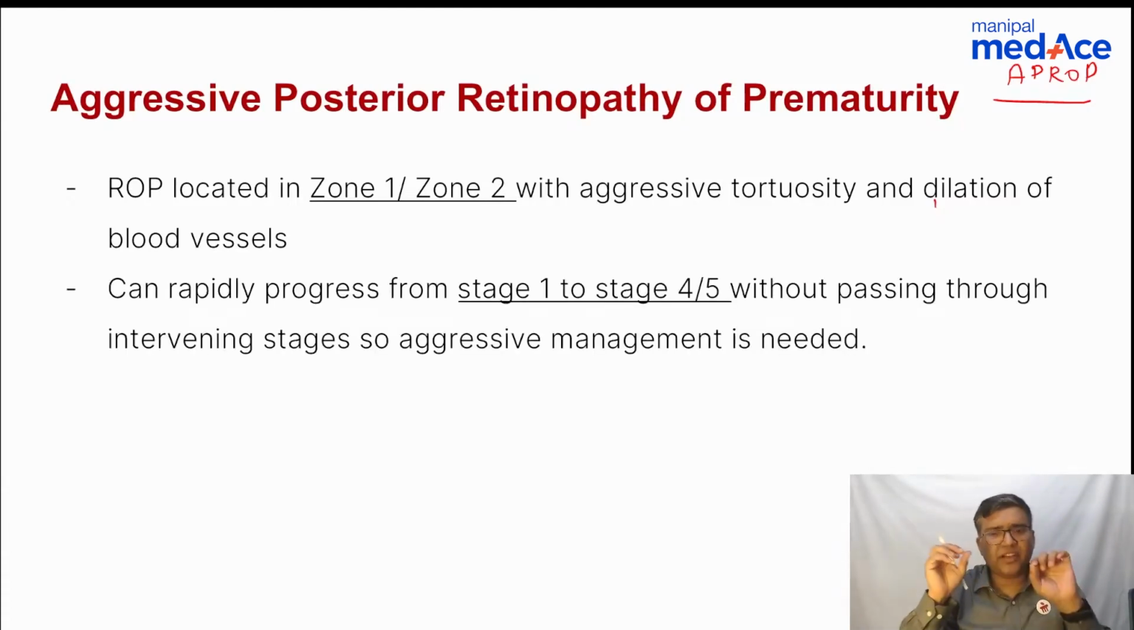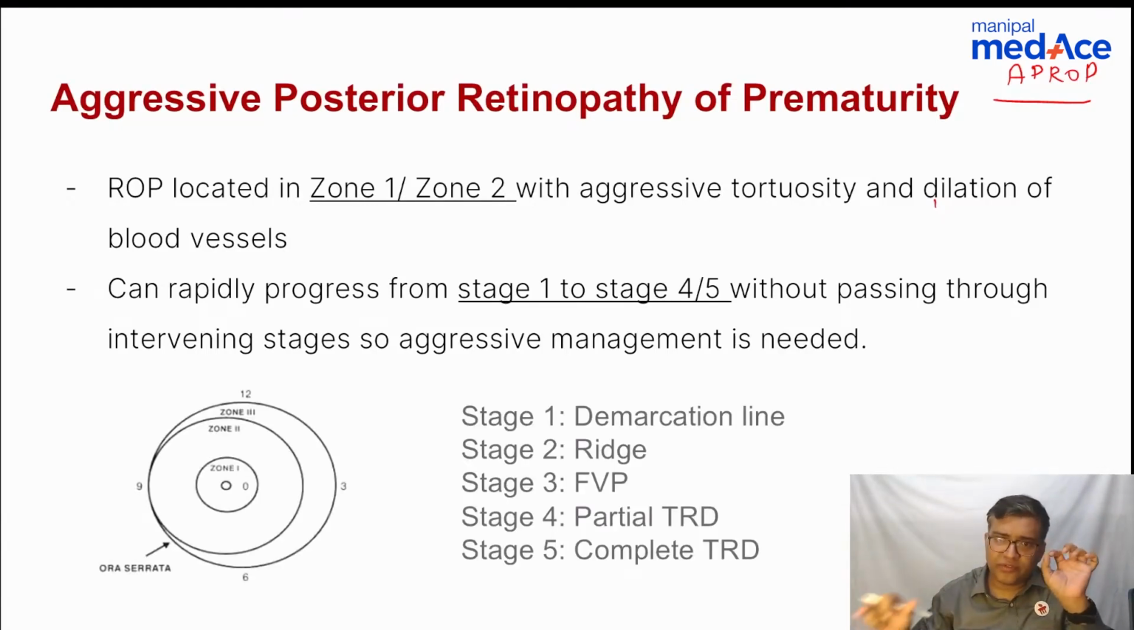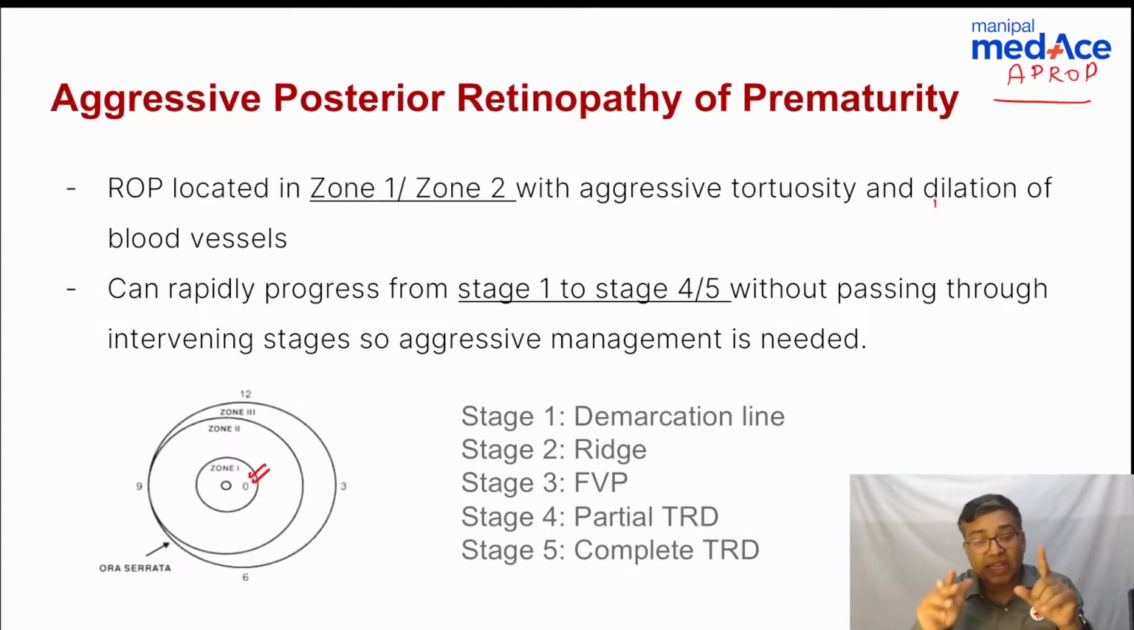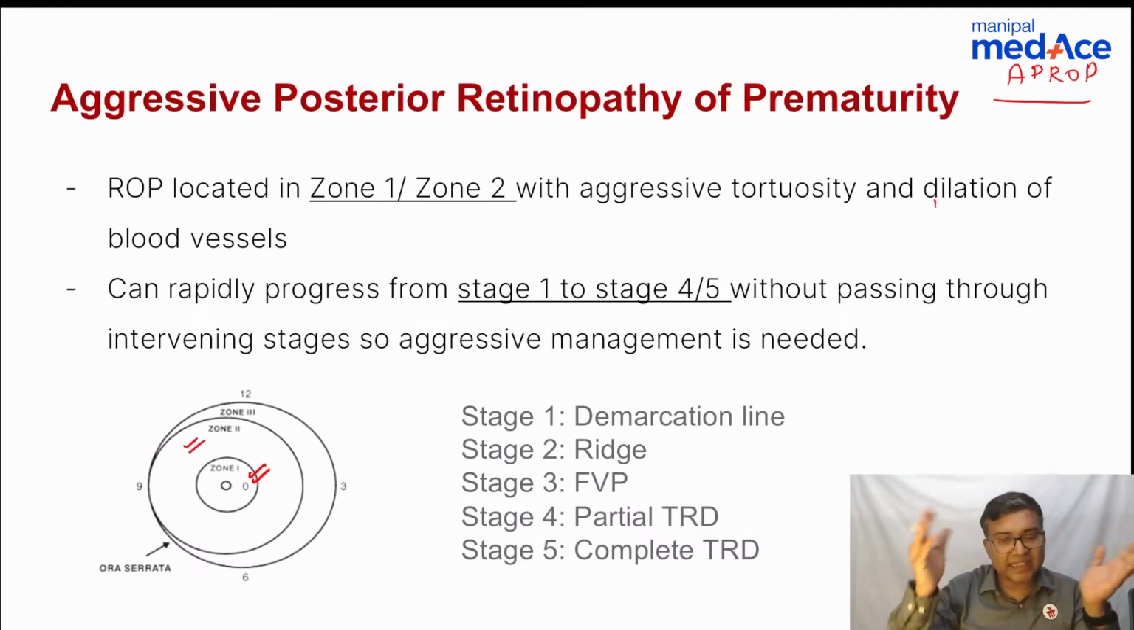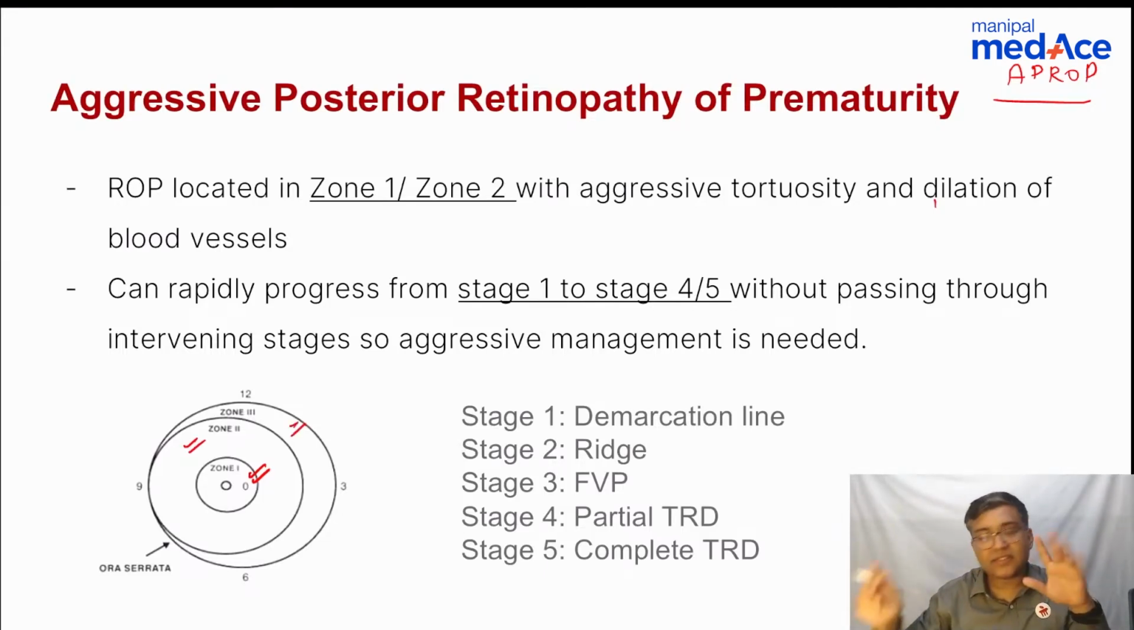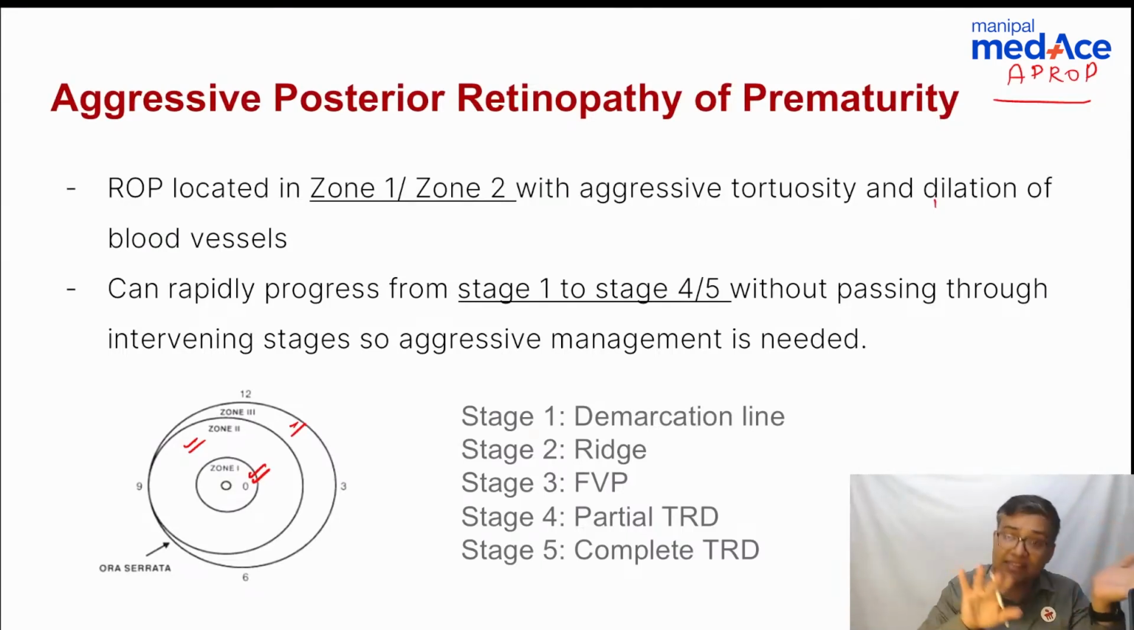Now, you might be having a question, what is the meaning of zones and what is the meaning of the stages? So, very shortly, for the zones, you can remember that zone 1 is the one having the optic nerve and macula. So, that is the most severe zone. So, if the ROP comes here, that would be more severe. Zone 2 is a bit in the mid periphery and zone 3 is totally in the periphery. So the ROP that is there in zone 1 has more chances of causing blindness, and zone 3 has fewer chances of causing blindness, so that is less severe.